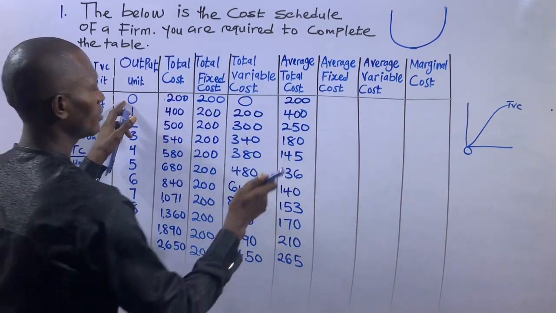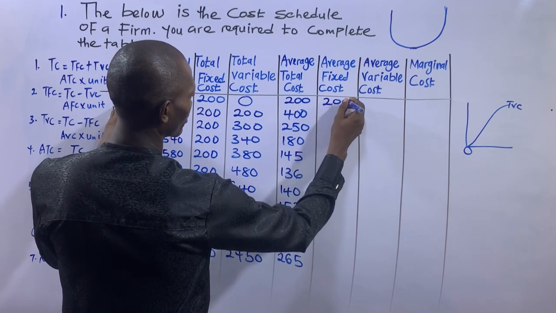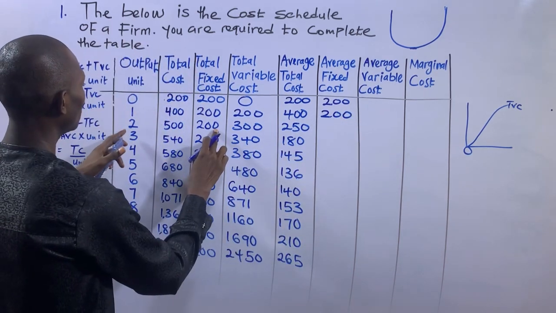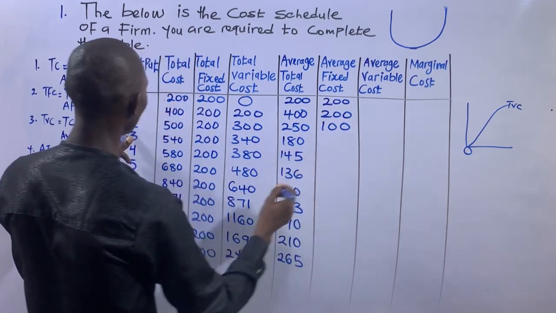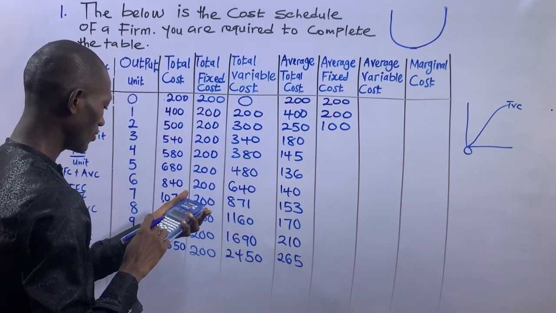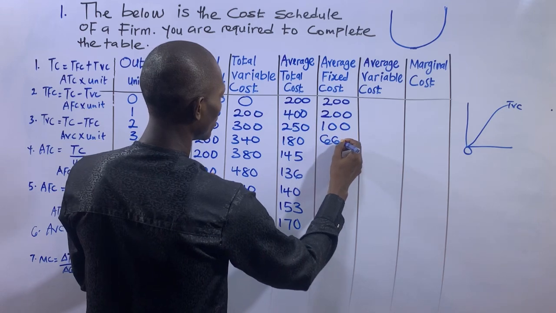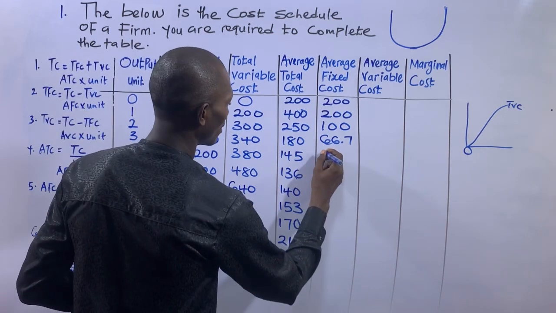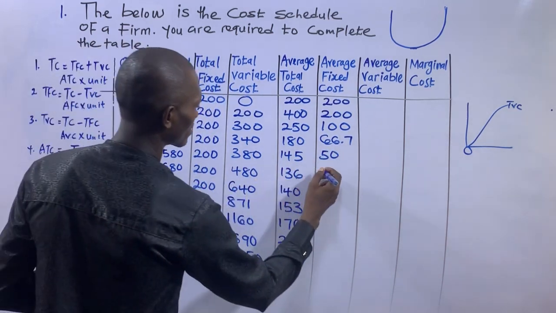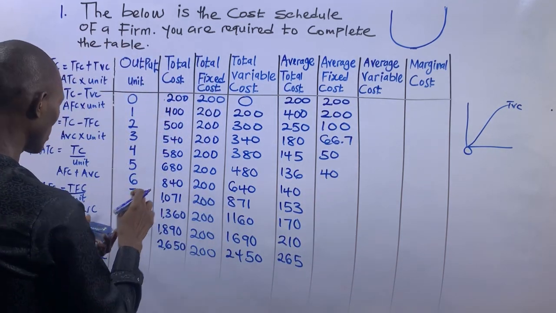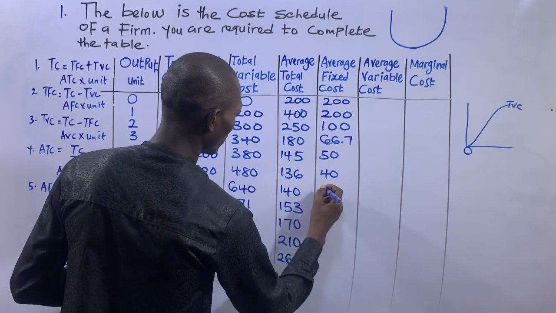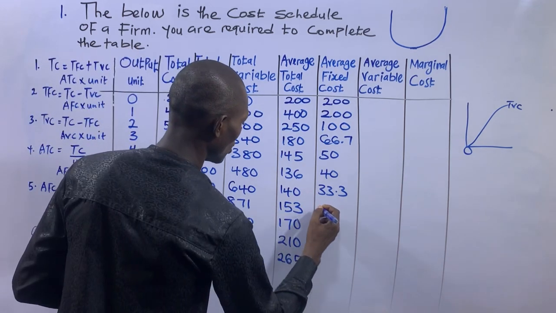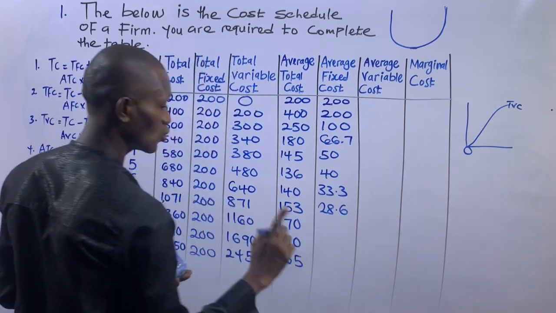200 divided by 0, that's going to be 200. Then 200 divided by 1, that's 200. 200 divided by 2, that's 100. 200 divided by 3, that's 66.7. Then 200 divided by 4, that's 50. Then 200 divided by 5, that's 40. Then 200 divided by 6, that's 33.3. Then 200 divided by 7, that's 28.6 to one decimal place.